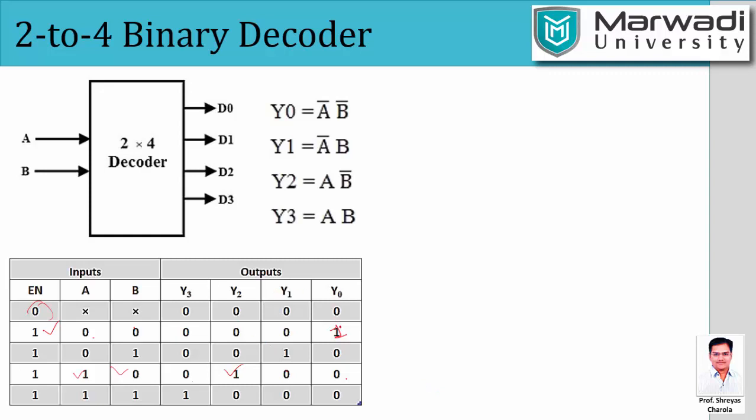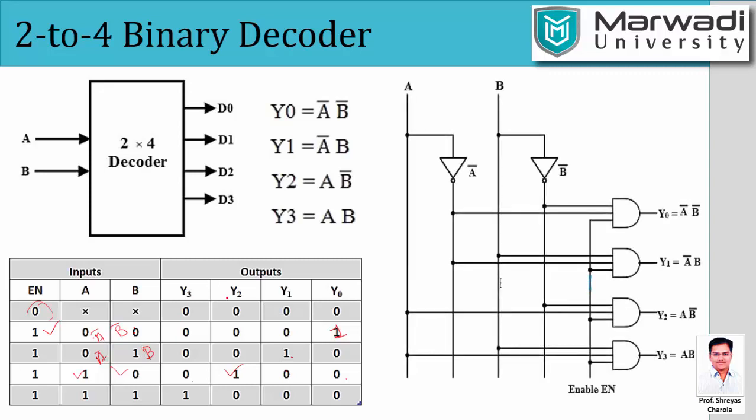Same way you can make the combinations of y0, y1, y2, y3. That means for y0, it is 1 when both are 0, that is A bar and B bar. For y1, it's A bar B. So you can write like this for y2 and y3 and make combinational circuits.